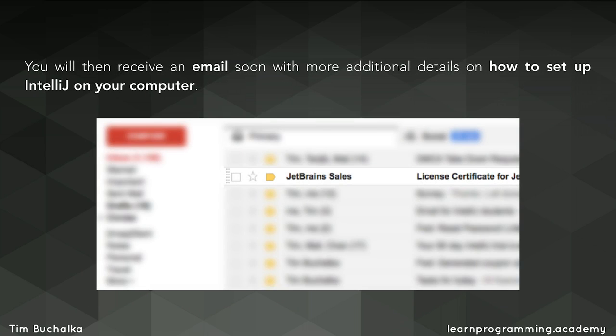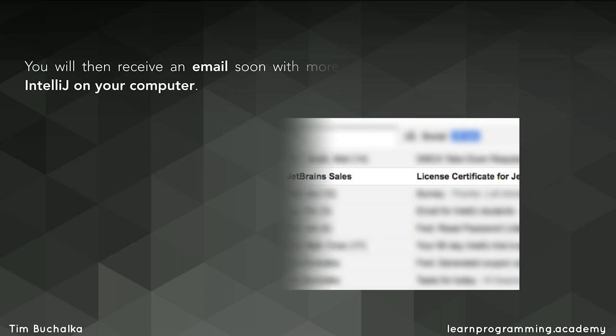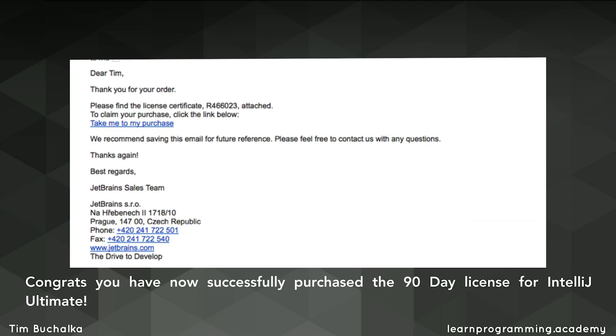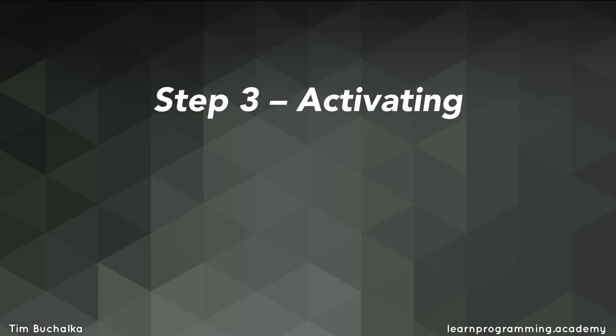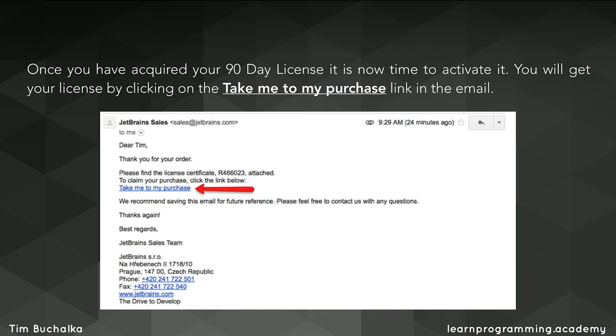You should then receive an email from JetBrains containing additional information on how to continue the setup. So you want to open that email. Once it's opened, you click on the Take Me to My Purchase button, and we now get to the stage of activating. So again, click on the Take Me to My Purchase button in the email.